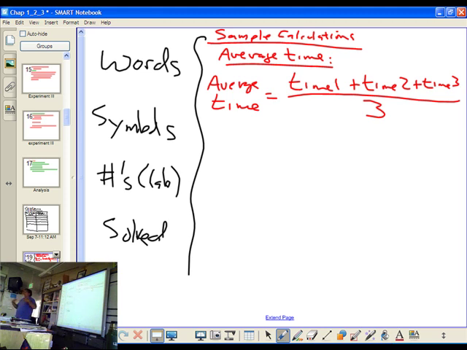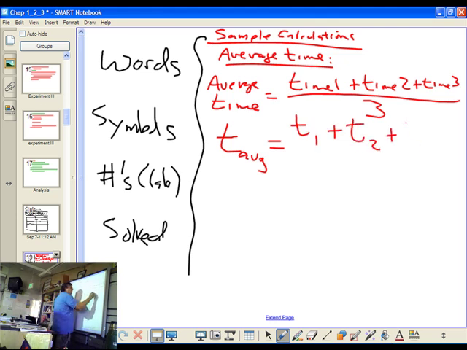Okay, this is right after the table. What is in red is what I would expect to see for every single type of equation. We do it in symbols. T average. I usually use subscripts to tell you different things. This is average. AVG is what I usually use for average. Equals T1 plus T2 plus T3 over 3.